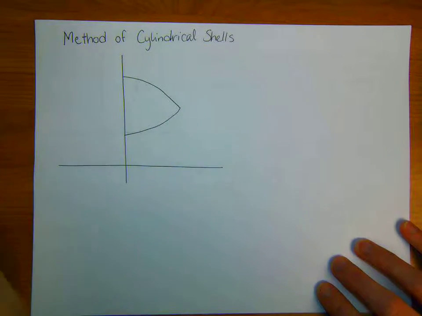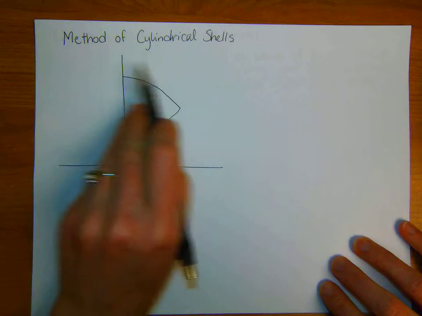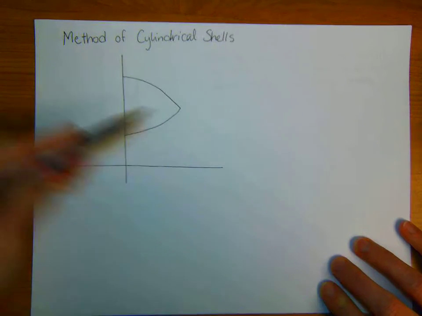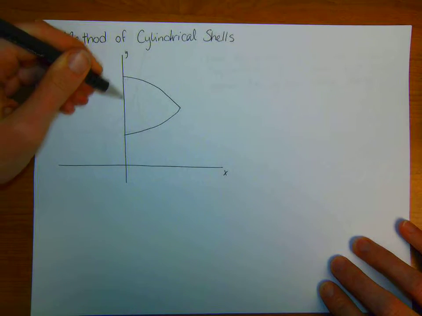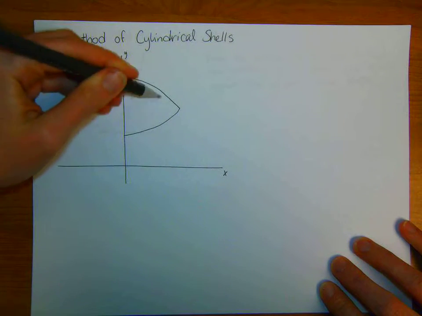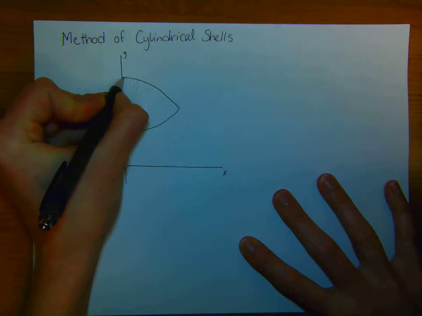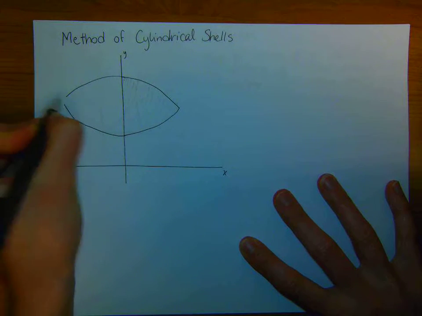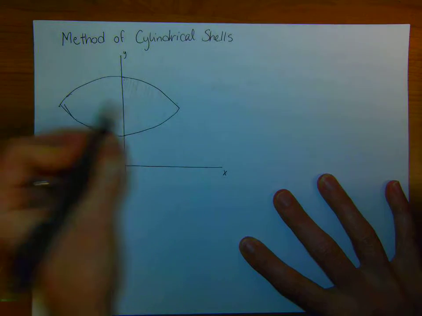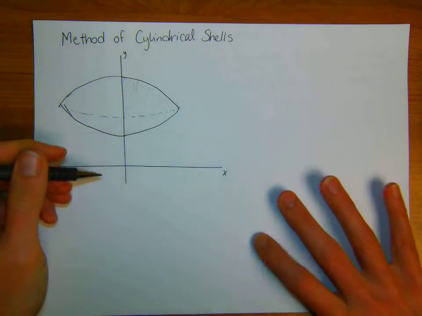In this video, we're going to talk about finding the volume of a solid using the method of cylindrical shells. So let's say that I have some region here and I want to find the volume of the solid that's formed by rotating this region around the y-axis. You can sort of picture this becoming a flying saucer-shaped region, like a smushed lemon.